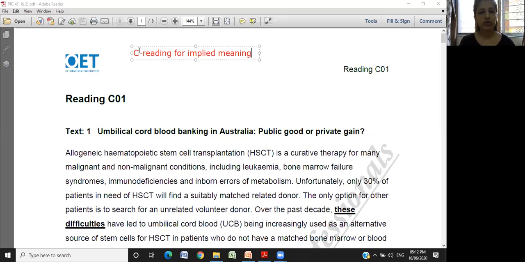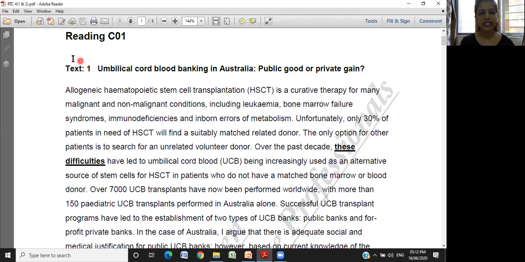Now, I wanted to show you how the question paper would look like. So this is how it would be. You can see that you have text 1 here. You would have two texts in reading part C. So this is text 1 and the heading, which says umbilical cord blood banking in Australia, public good or private gain. So the writer himself is questioning whether the UCB banking is beneficial for the public or is it just for the private gain. And then you have the whole passage.